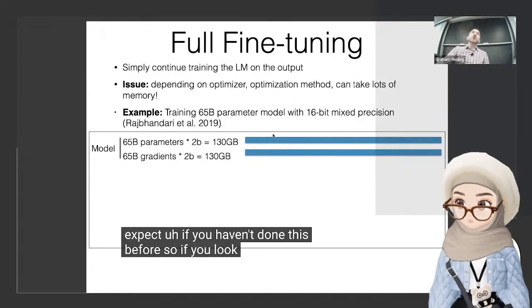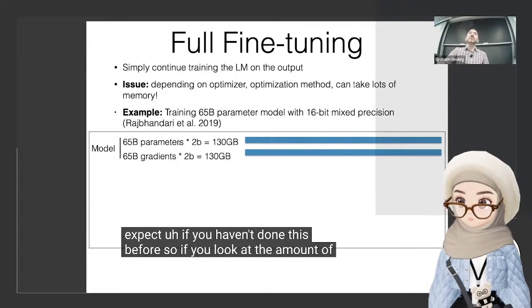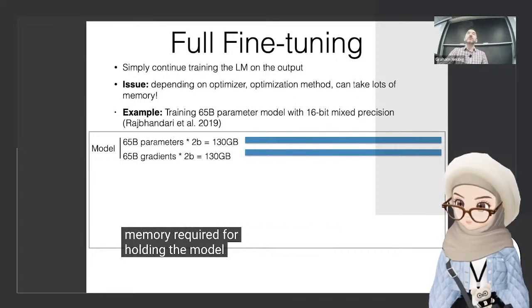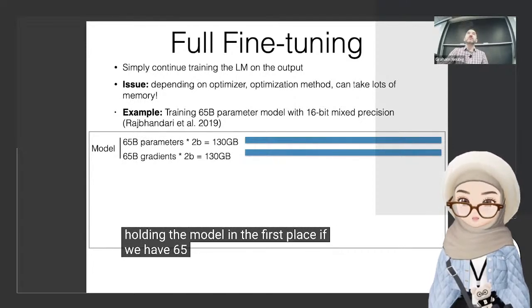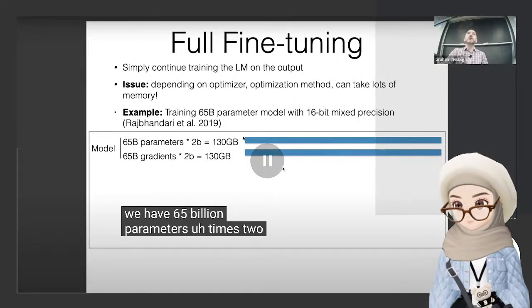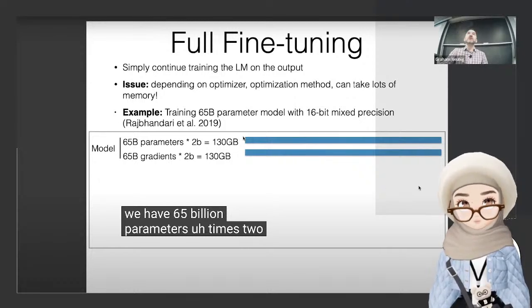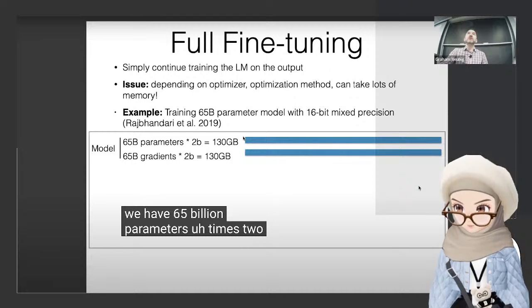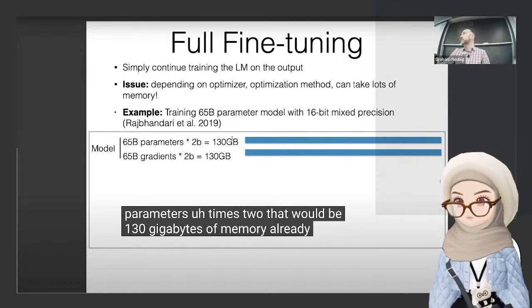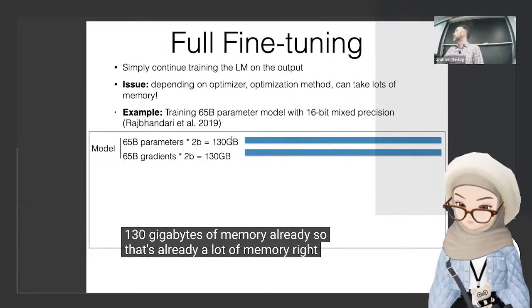If you look at the amount of memory required for holding the model in the first place, we have 65 billion parameters times 2 bytes. That would be 130 gigabytes of memory already. So that's already a lot of memory, right?